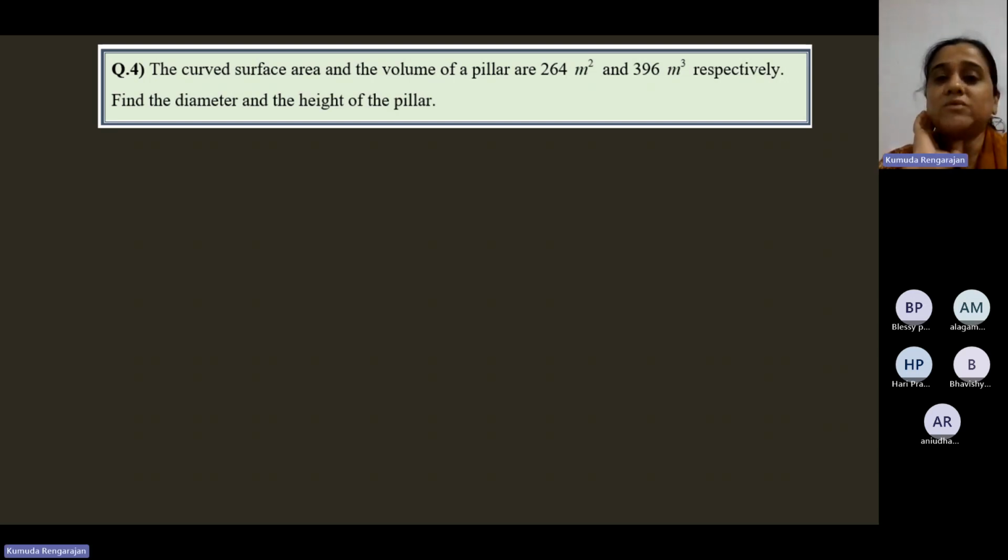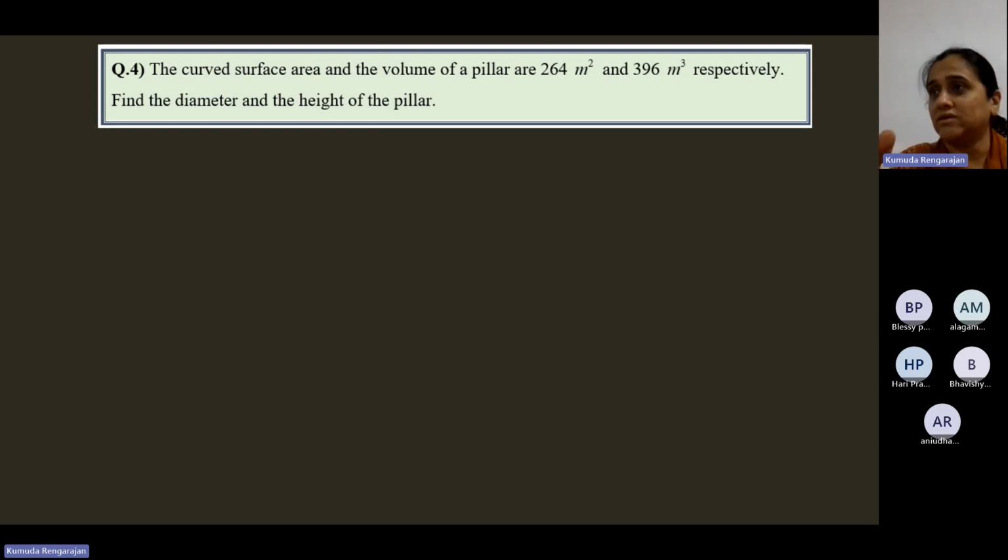Next one: the CSA and volume of a pillar are 264 meter square and 396 meter cube respectively. Now, when you read this, a pillar can be cylindrical or cuboidal also. Normally the pillars which we come across, you can see the pillar here. It's cuboidal. The pillar in the classroom is cuboidal, not cylindrical. But we do find cylindrical pillars in temples and other places, right? So very commonly we see cylindrical and cuboidal pillars.